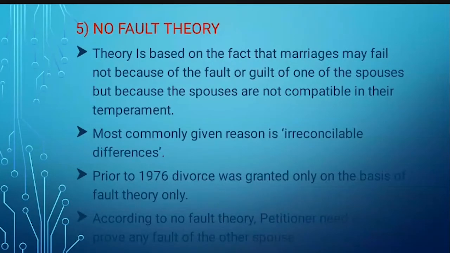The next theory is no fault theory. This theory is based on the fact that marriages may fail not because of the fault or guilt of one of the spouses, but because the spouses are not compatible in their temperament. The most commonly given reason under this theory is irreconcilable differences. Prior to 1976, divorce was granted only on the basis of fault theory. According to no fault theory, the petitioner need not prove any fault of the other spouse.